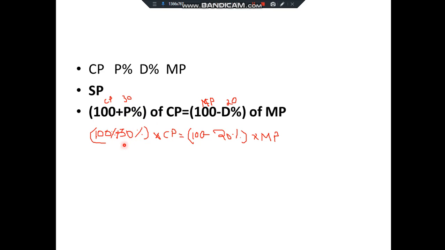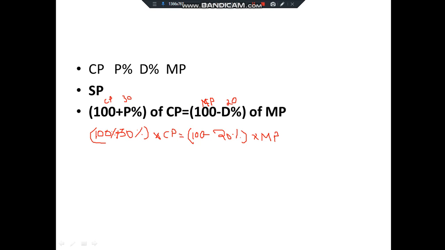So we will split it up and write it as 100 plus 30 into cost price, which is equal to 100. Here 100 represents marked price minus discount, right? Discount is 20%. So 100 minus discount of MP, the marked price, is our selling price. So we'll equate both and find the answer. So please do remember this formula.